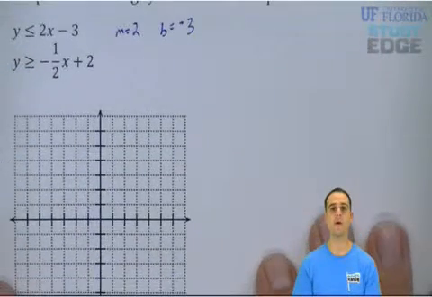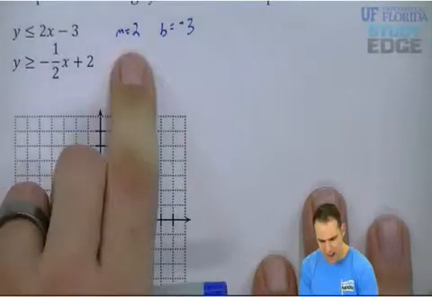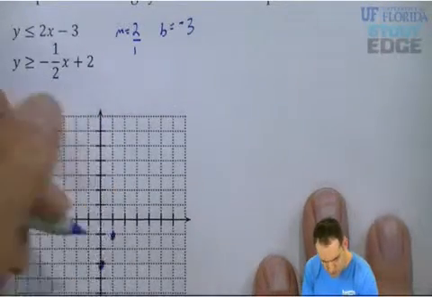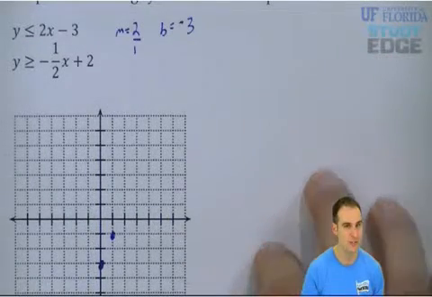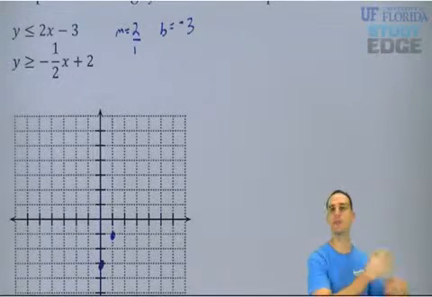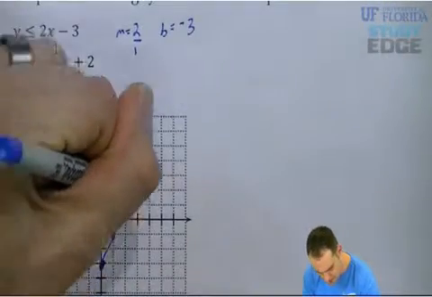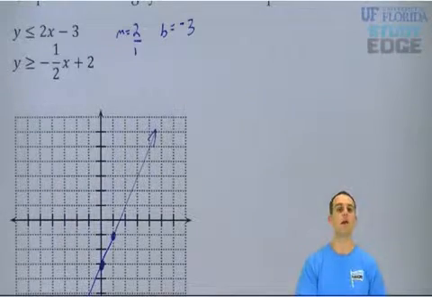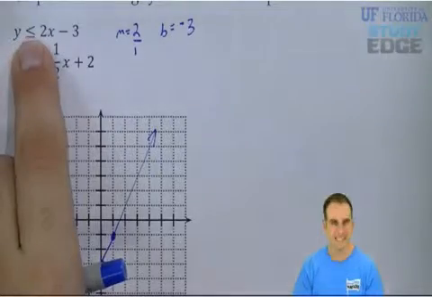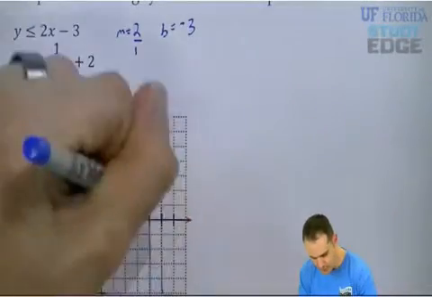To graph this first inequality, we start with the y-intercept, negative 3: 1, 2, down 3. Then the slope is 2/1. It's positive, which means it rises up 2 and to the right 1. Now you ask yourself those questions. Solid or dotted, sometimes you hear dashed? In this case, it's equal to, so it's a solid line. Above or below? Y is less than or equal to. Less than is below, greater than would be above in terms of y. So I would shade below.